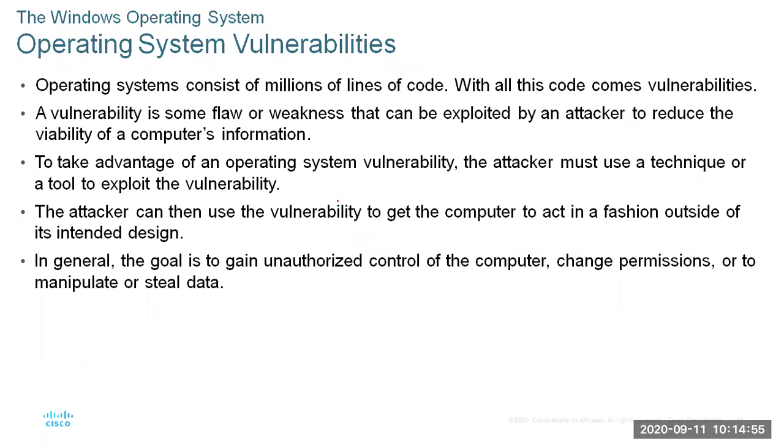There are certain vulnerabilities that are there. An operating system contains millions of lines of code, and with all this code come vulnerabilities. A vulnerability is a flaw or weakness that can be exploited by an attacker. So we need to reduce the vulnerability of the computer information. Remember, we're talking about security.